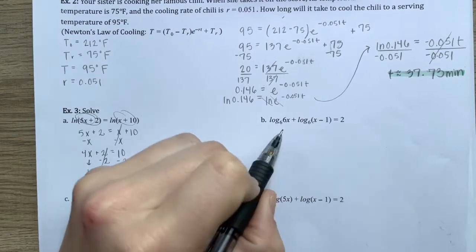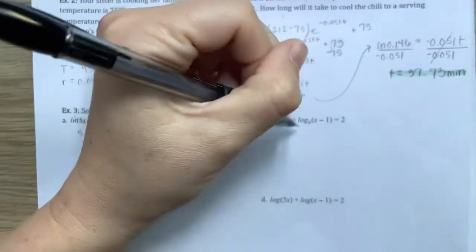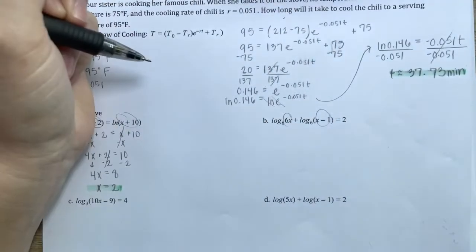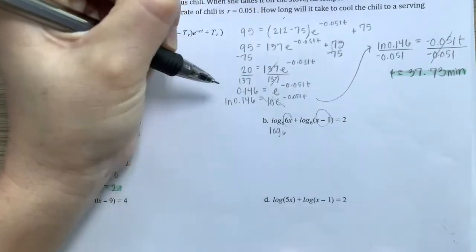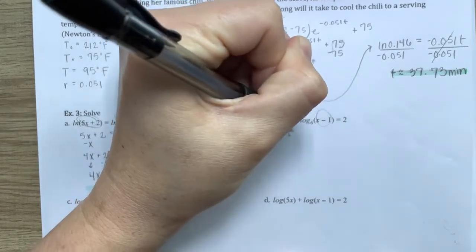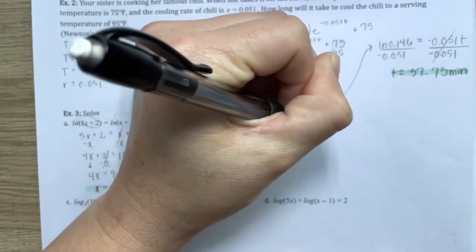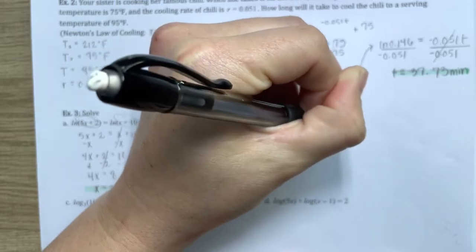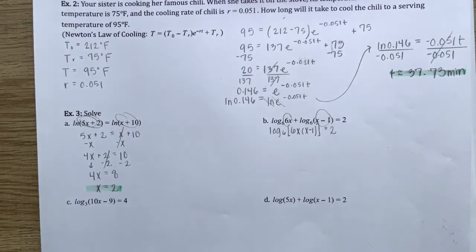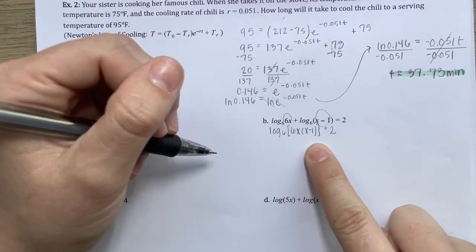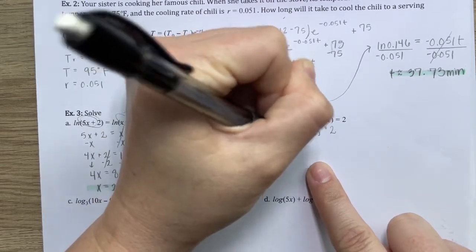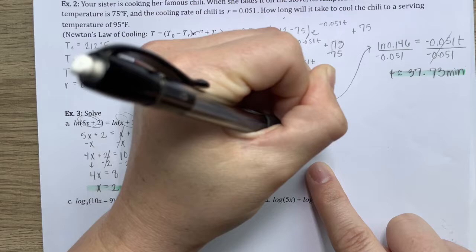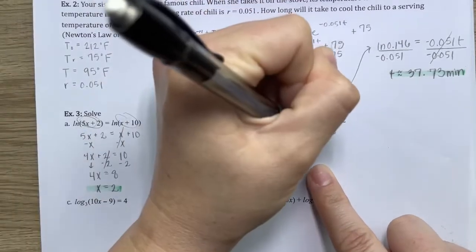So these have the same base, so I can rewrite them using the product property by multiplying the 6x and then x minus 1. So I can condense them into log base 6 of 6x times x minus 1, and then equals 2. And now I can simplify the 6x times x minus 1 just by distributing. So log base 6 of 6x times x is 6x squared, and 6x times negative 1 is negative 6x.